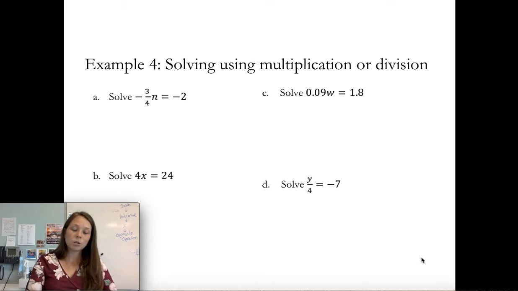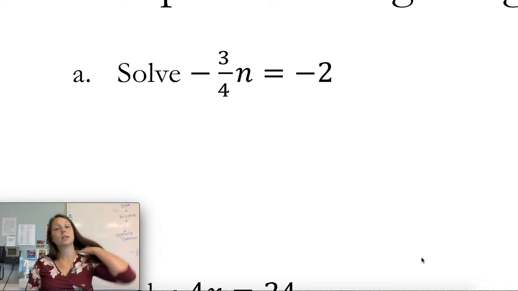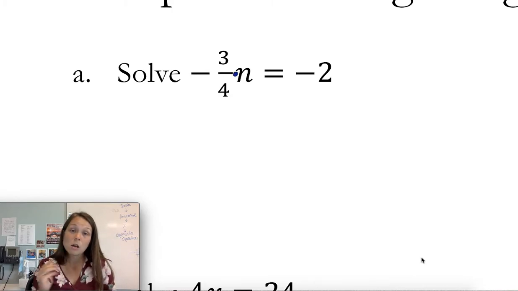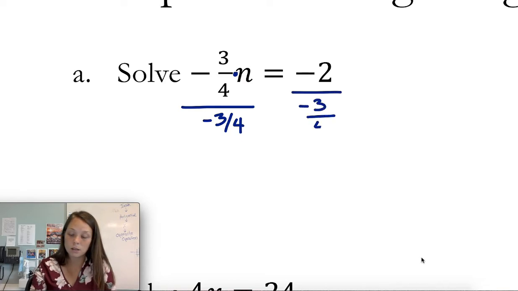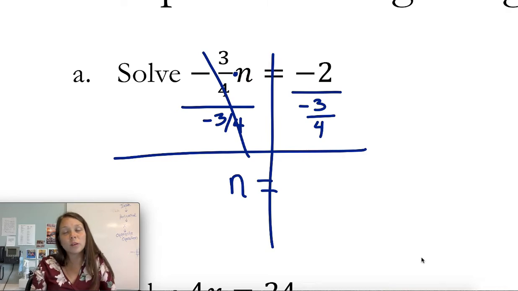So taking a look at part A, we have negative 3/4 times n equals negative 2. We want to keep in mind that the 3/4 and the n are technically being multiplied here. So what we need to do is divide by the negative 3/4 because that is the inverse operation. And that is what's going to leave us with just an n on this side. Now, doing this math in your head might be a little bit difficult. If you would rather write the negative 3/4 as the decimal, negative 0.75, that would be appropriate here as well.